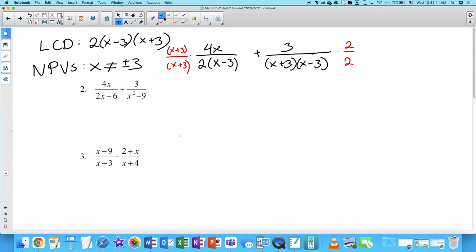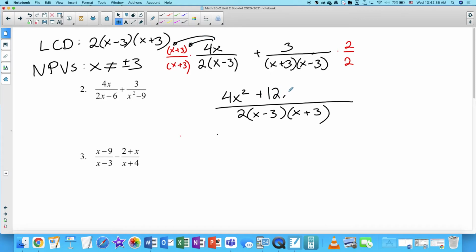So let's keep going here. I can now write the entire denominator all together. There we go. And then here in this first guy, I have to do some expansion, right? So 4x times x is 4x squared. 4x times 3 is plus 12x. And then here I've got 2 times 3, plus 6. Okay. Is that it?